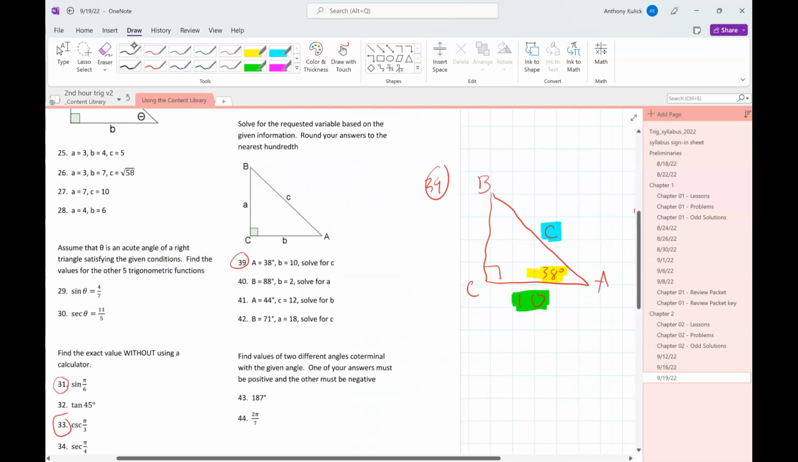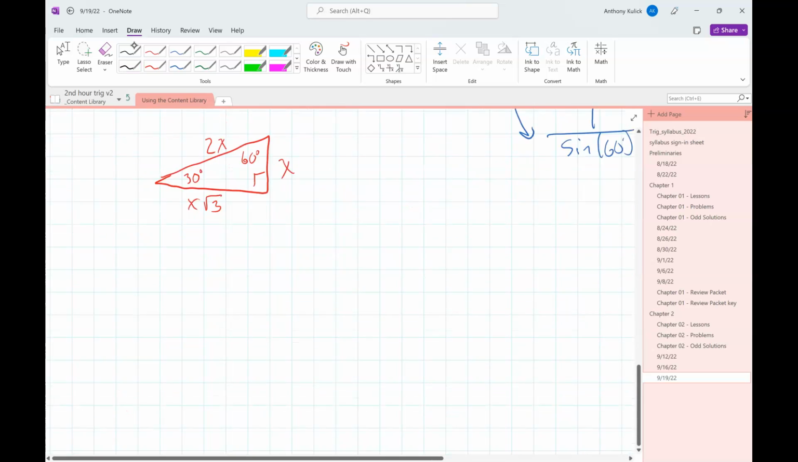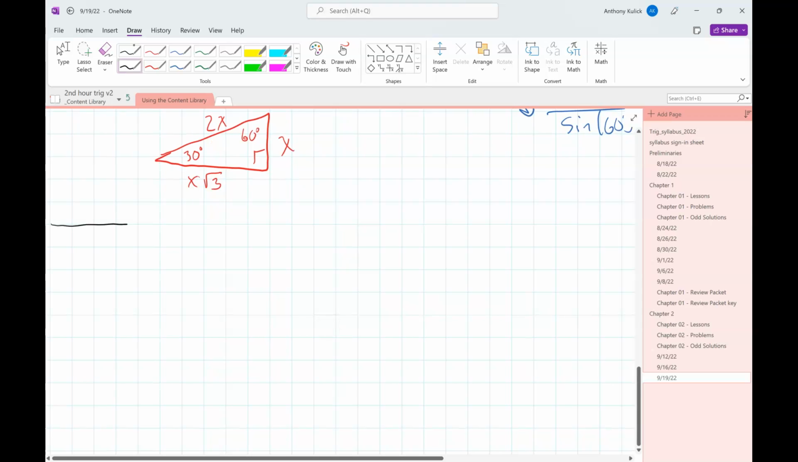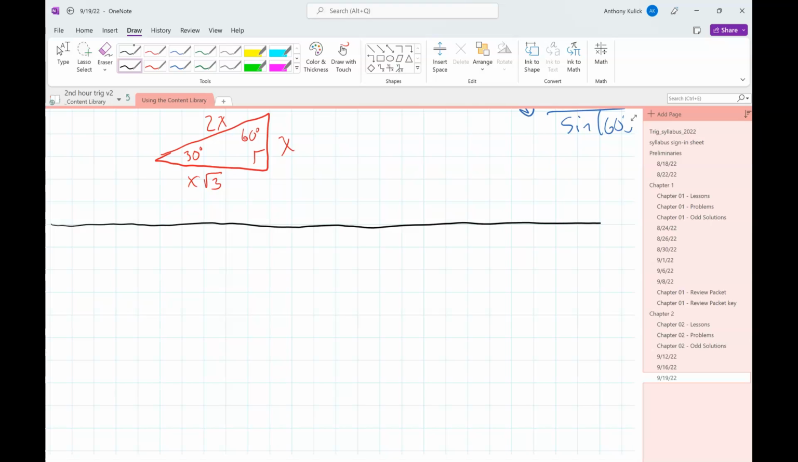So today we're going to do section 2.4. And we're really going to do something special here today in section 2.4.